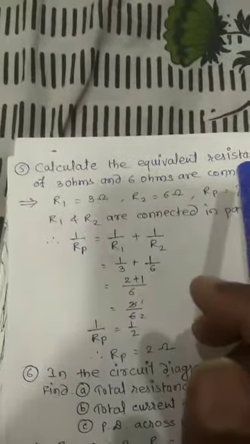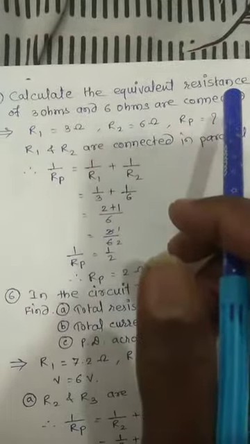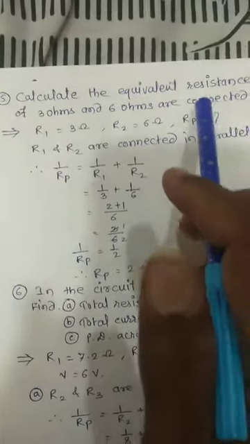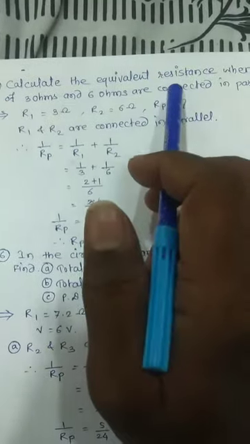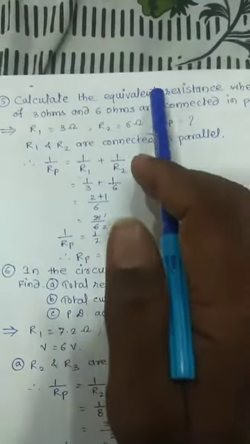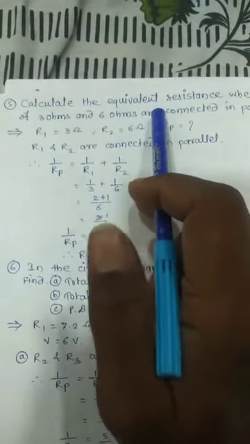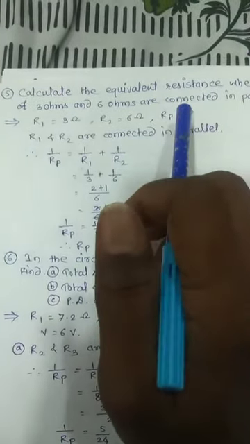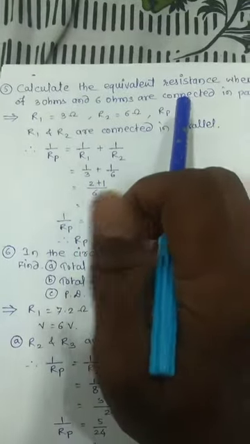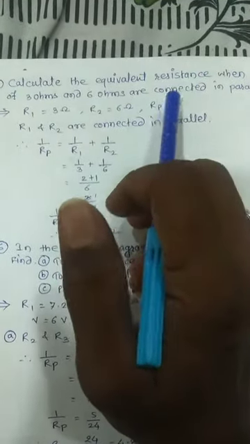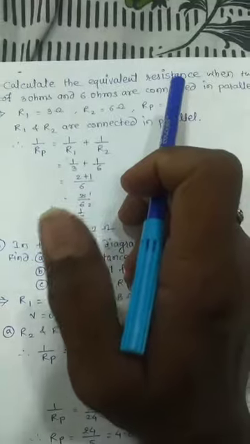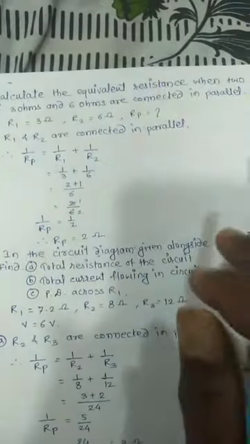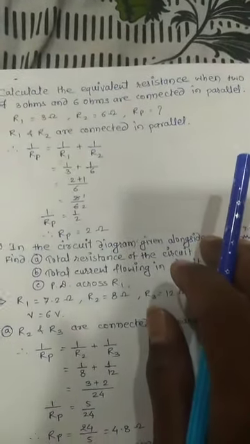Hello students. Now in the last video we discussed how to solve the numericals by using the equivalent resistance for series combination. Now in this video we will discuss how to solve the numericals by using equivalent resistance for parallel combination. So for parallel combination, we will take the example.